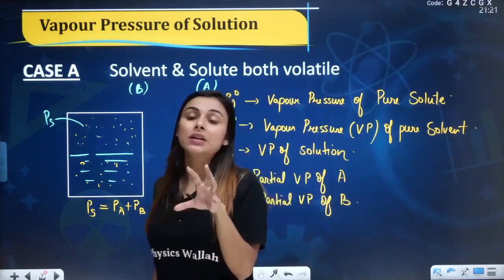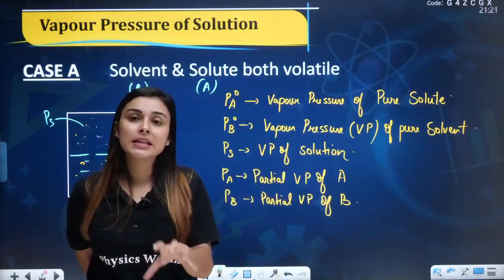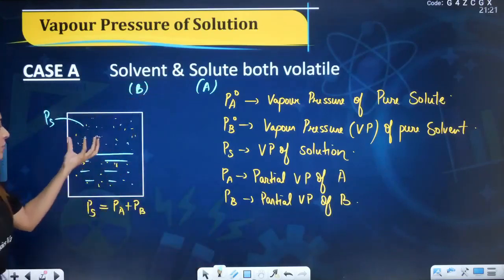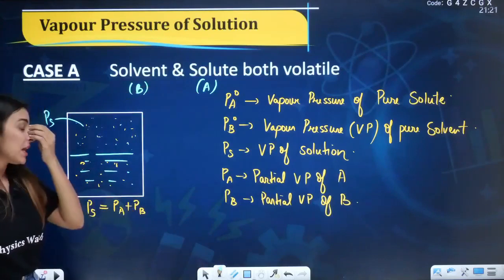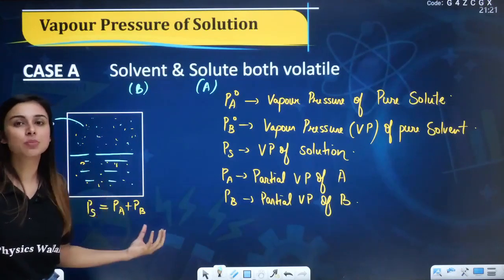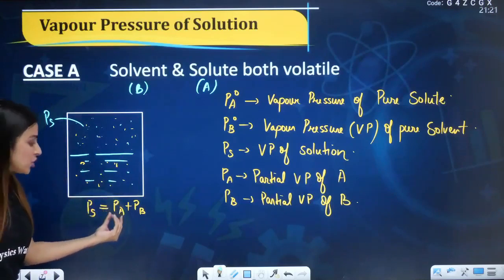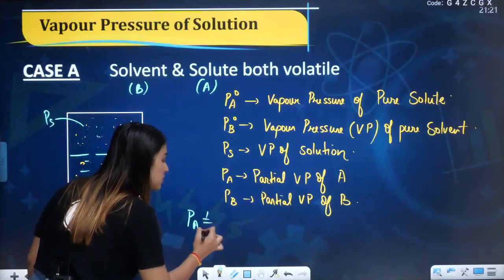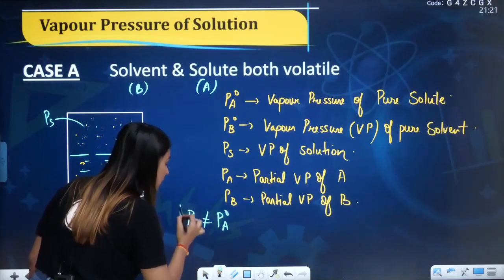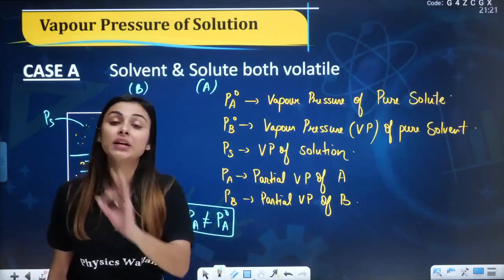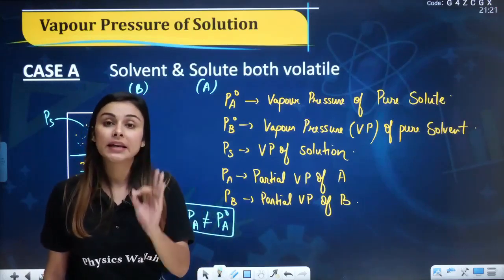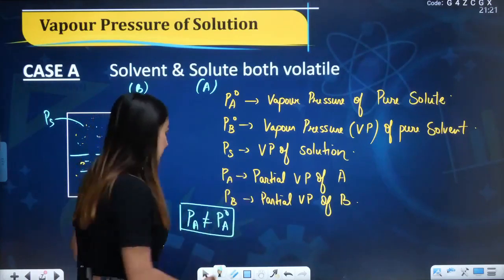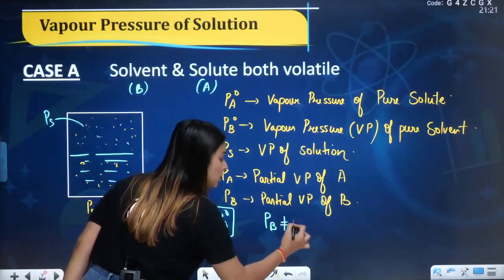You have studied in Dalton's law what partial pressure is. Partial pressure is that you consider if only that component was present in solution, what would be its pressure? If only B would have been present, then the partial pressure of B. So PS will be the partial pressure of A plus the partial pressure of B, and write it down that PA is not equal to PA naught. The partial pressure of A is not equal to the pure A's vapor pressure.